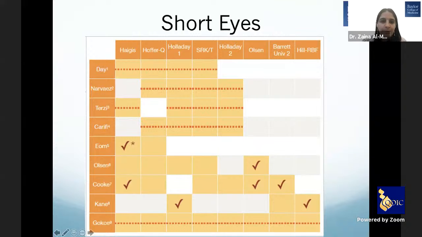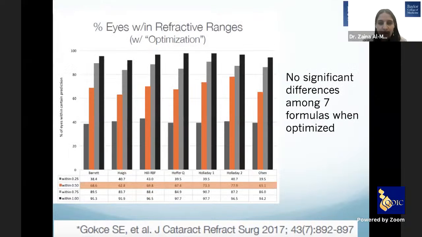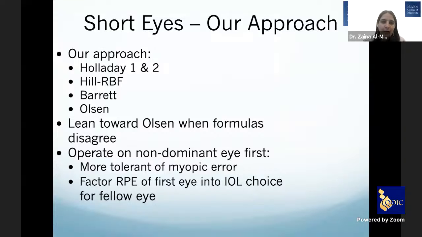And before I get to that study, this is the literature that's out there. There's really variability in short eyes and which formulas are better. There's a study that showed the Haigis, a couple of studies, some showed the Holladay 1, some showed the Olsen, and then more newer studies show the Barrett Universal and Hill RBF. So our group retrospectively looked at 86 eyes for axial lengths less than 22 millimeters and looked at 7 formulas, the Barrett, Haigis, Hill RBF, and then the remainder as we saw. And we really didn't see any significant differences among the 7 formulas if you optimize your formula.